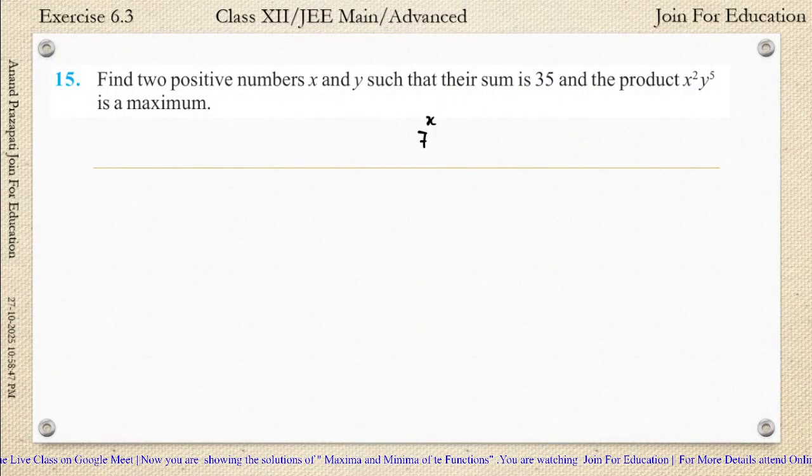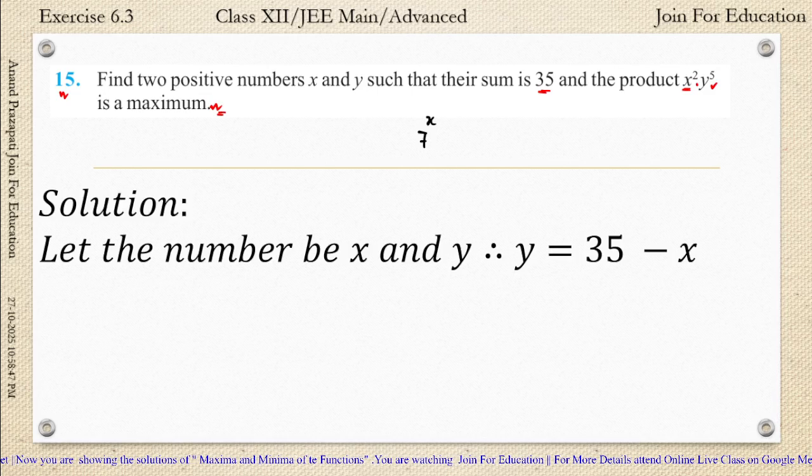Let's see question number 15. Find two positive numbers x and y such that their sum is 35 and the product x square into y to the power 5 is a maximum. Let the numbers be x and y. Therefore y equals 35 minus x. Is there any problem understanding up to this step?